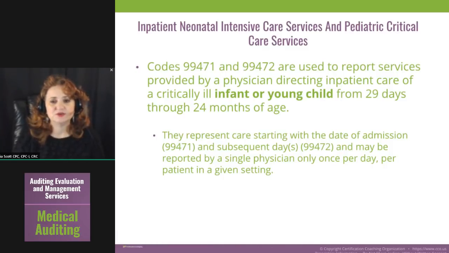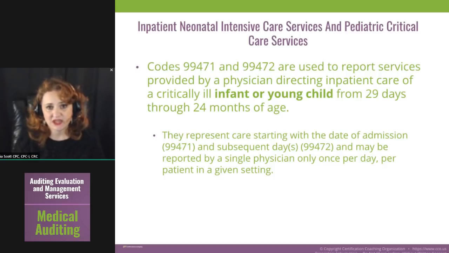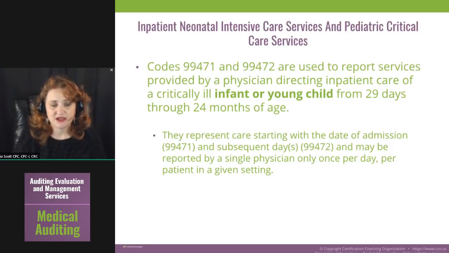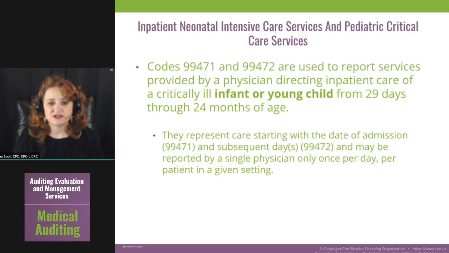When we are doing pediatric critical care, the codes that we're going to be using are 99471 and 99472. Same thing as before, but the age of the patient is different. So this is going to be an infant or young child. So it's going to be now from 29 days to 24 months of age. So up to 2 years old. And again, it's the same thing. We have the initial code of 99471 and then per day 99472.